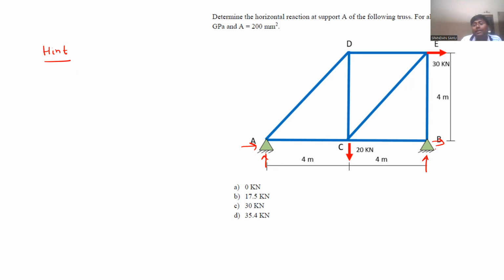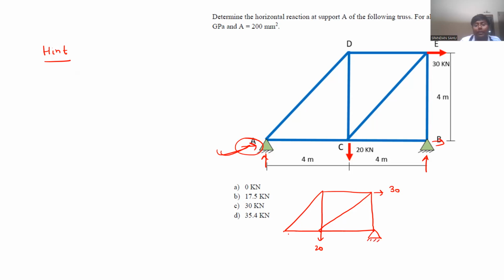There are 4 reactions externally, but you have 3 equations of equilibrium. So DSI external is 1, and you have to calculate the horizontal support reaction at A. So take this as redundant. When you take this as redundant, your primary structure will become like this, and there will be one reaction. This will convert it into a roller. Now this is a statically determinate structure and stable in nature.